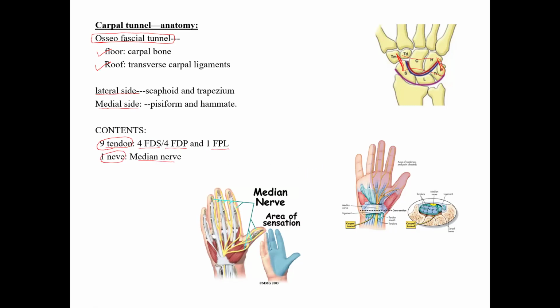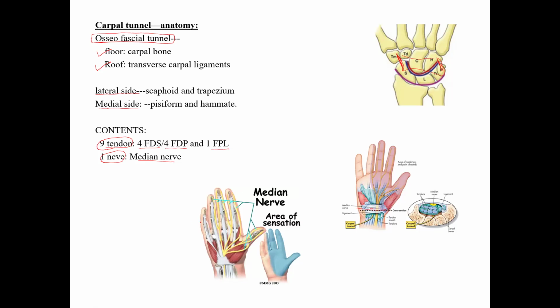If you see here, this is the transverse carpal ligament, and this is the median nerve inside. This is the cut section where you see 1, 2, 3, 4 flexor digitorum superficialis and 1, 2, 3, 4 flexor digitorum profundus. The superficialis and profundus have a single synovial covering. The separate tendon here is the flexor pollicis longus, and this yellow one is marked as the median nerve. So these all are contents of the carpal tunnel: 8 flexors for the fingers, 1 flexor for the thumb, and 1 nerve. So 9 tendons and 1 nerve are the contents of the carpal tunnel.